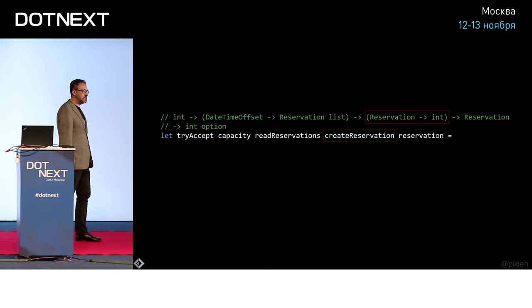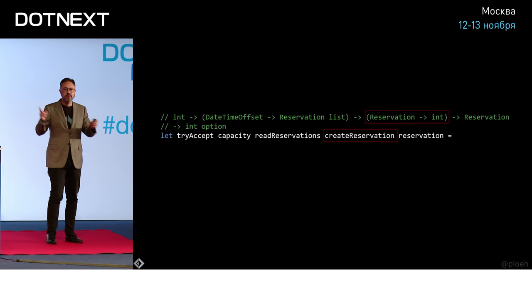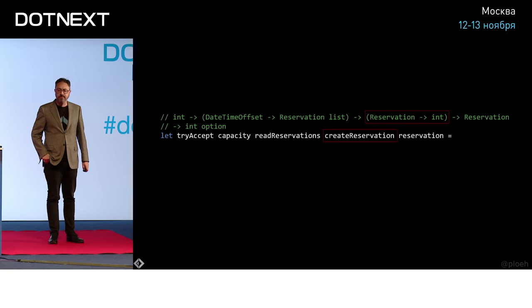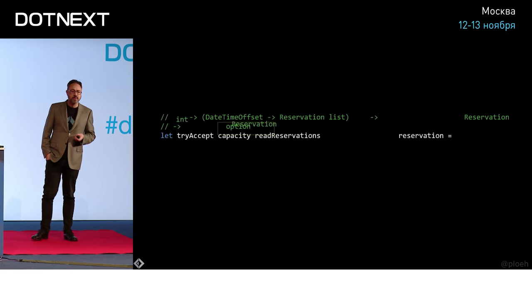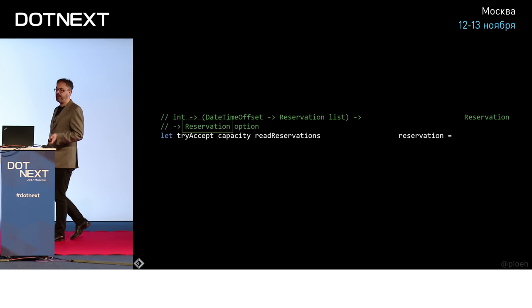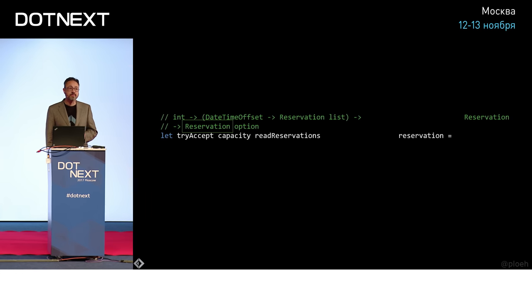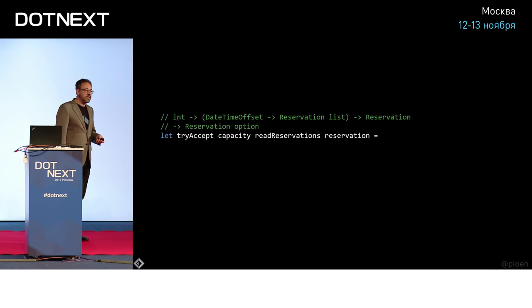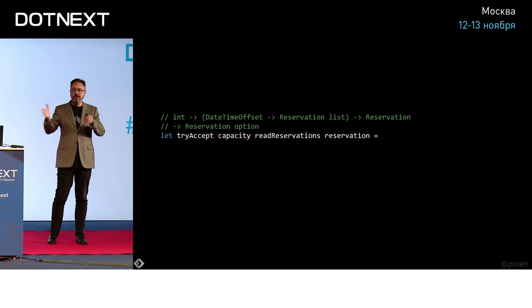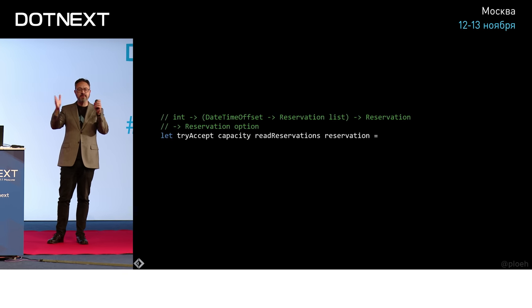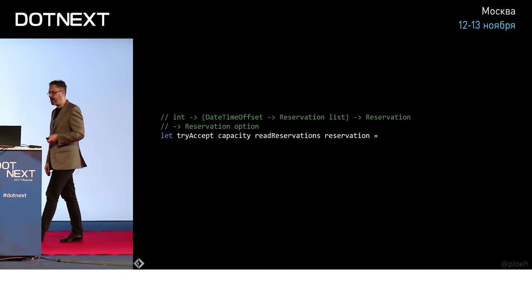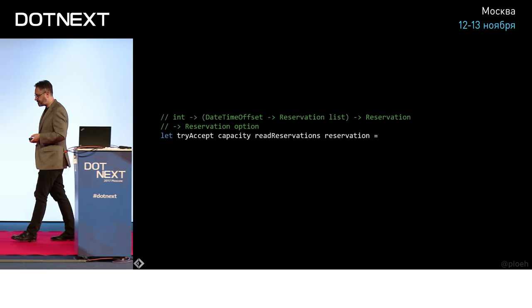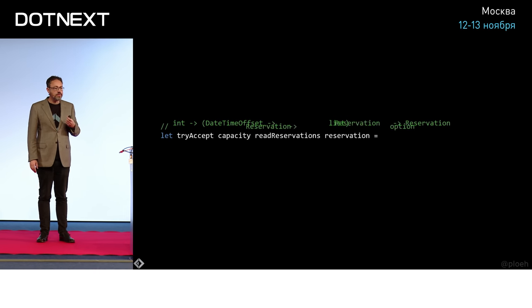So we'll have to change the type a little bit, because we can't return an int if we're not calling create reservation. So I'm going to remove the function, and I'm going to change the return type of this overall function to a reservation option. So it's going to return a reservation option. And basically the idea here is if it returns some reservation, that is an indication that we've decided to accept the reservation, and if it returns none, it means we've decided not to accept the reservation.